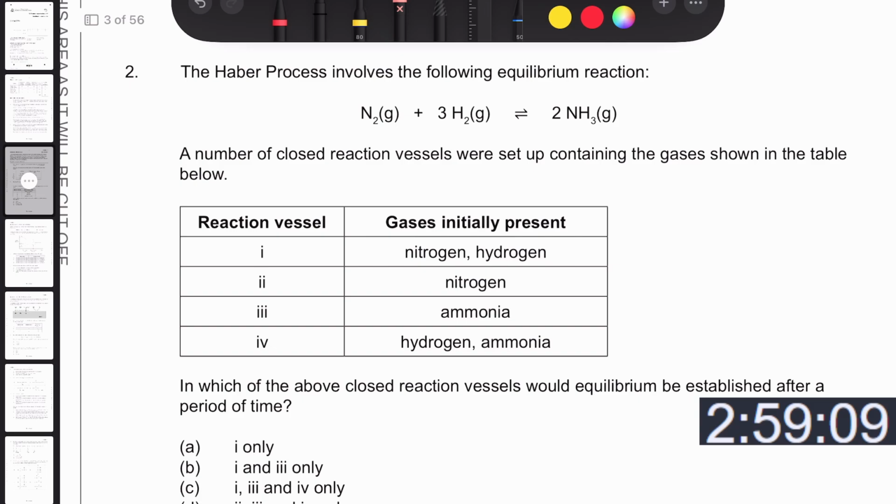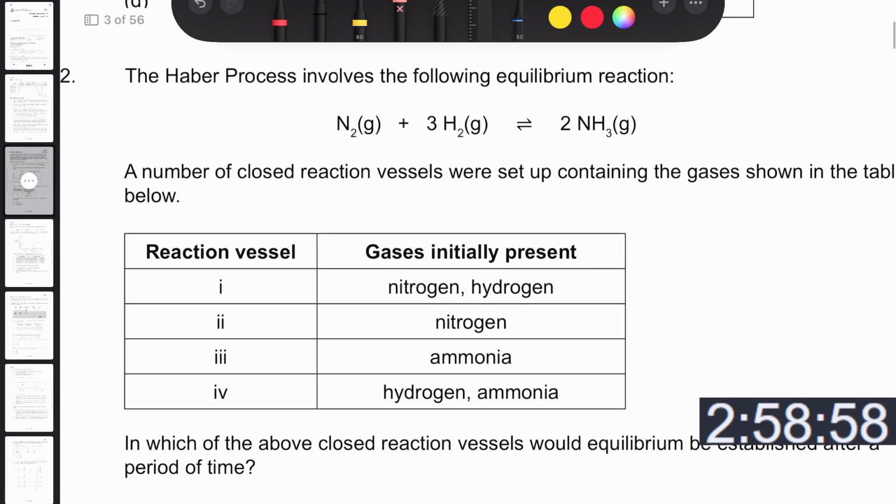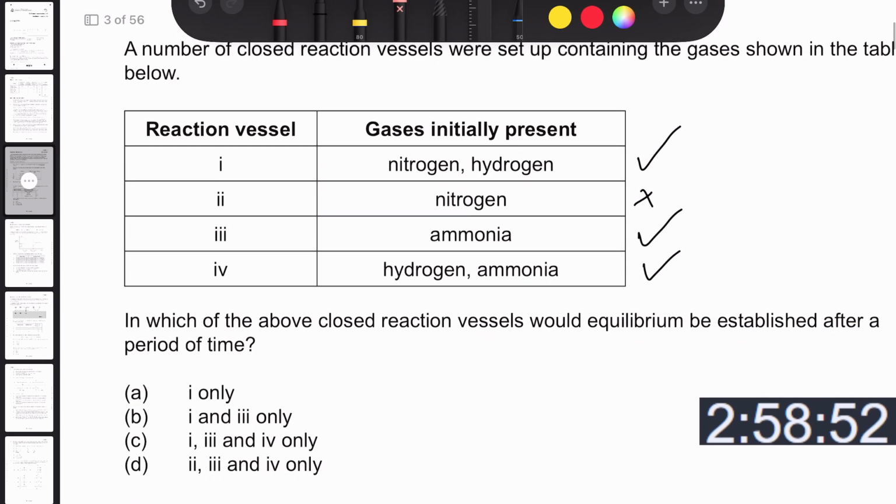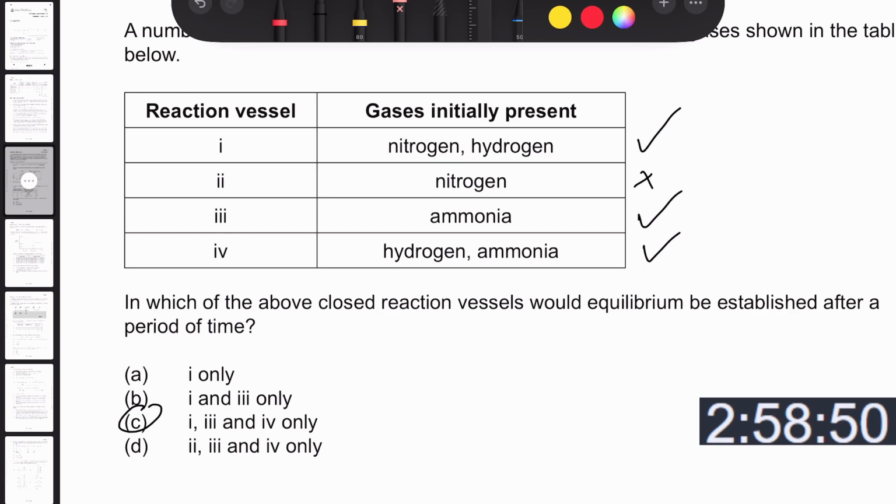The Haber process involves the following. A number of flasks were set up containing the gases shown in the reaction below. In which of the above would equilibrium be established after a period of time? Nitrogen and hydrogen, yes. Nitrogen, no. Ammonia, yes. Hydrogen and ammonia, yes. So 1, 3, and 4 only.